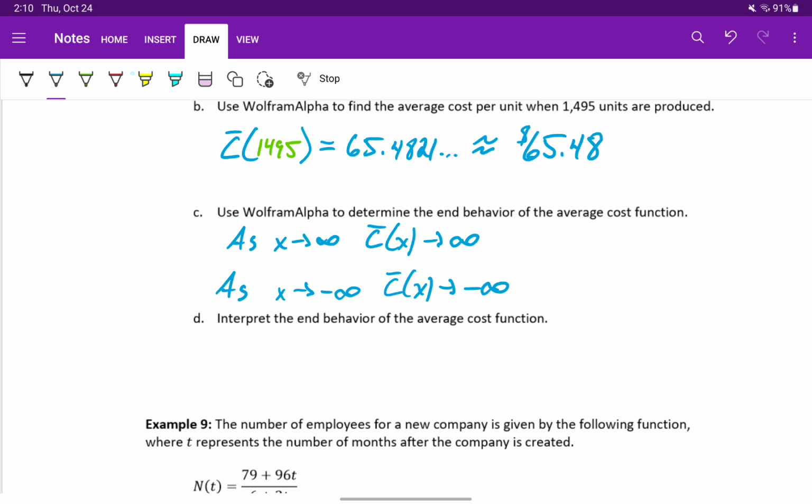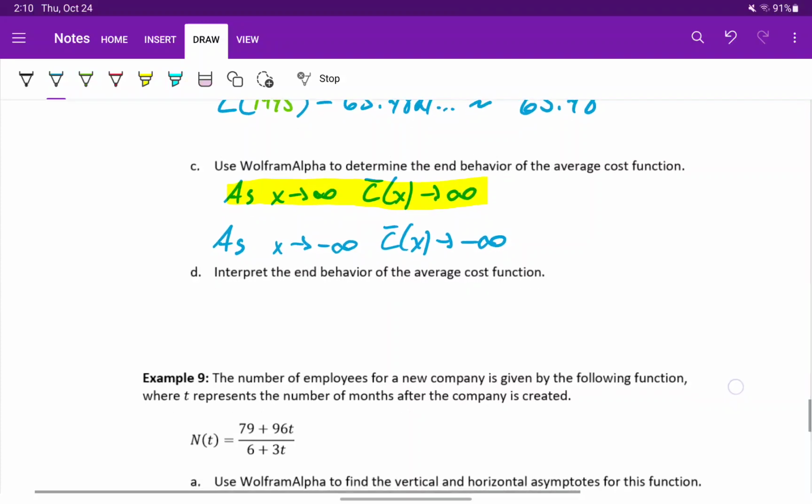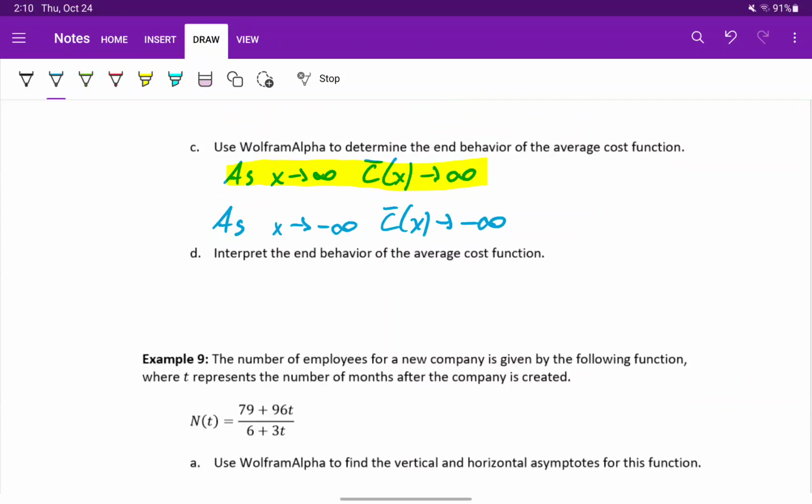In part D, we're asked to interpret the end behavior, but really all we're going to do is look at interpreting this first statement as X approaches infinity, because the second statement has no real practical meaning. If X is production level, X can't be negative. We can't unproduce items or whatever that negative X value would indicate in this case. So we have the end behavior at both ends, but we're only interested in X headed to infinity.